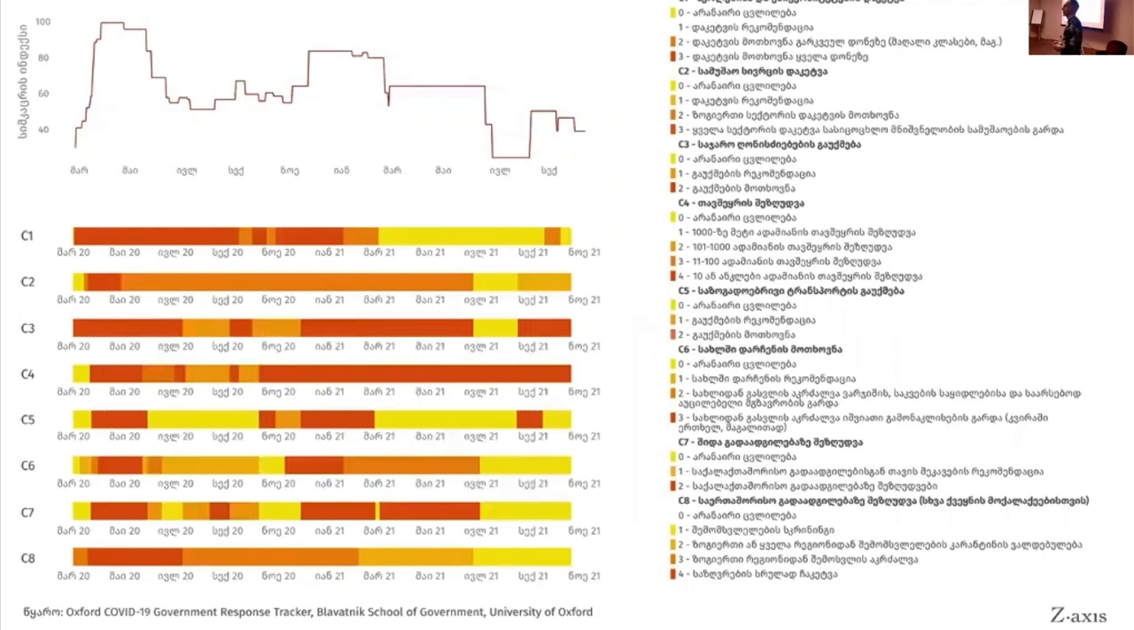in Georgia. We had lots of restrictions in the beginning, and then we loosened those restrictions, even though the cases of COVID went up. So this is a very detailed visualization. You can see in which area of social life, what kind of regulations were imposed during which periods.